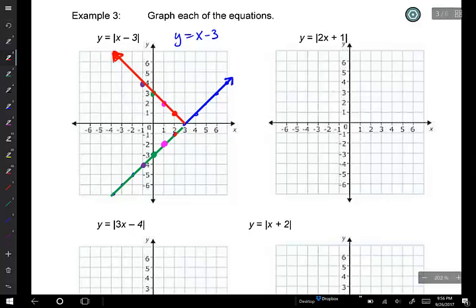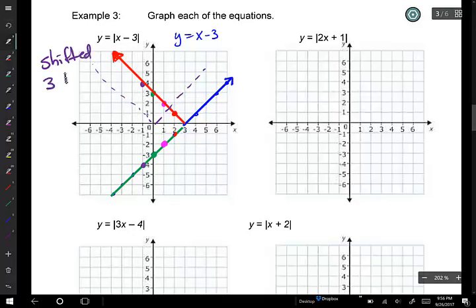Now, something I want you to notice, that this graph is very similar to our original parent graph of an absolute value function. In the parent graph of the absolute value function, notice there is a shift between this purple dotted graph and the red-blue graph, and it shifted 3 units to the right. So I'm just going to write a little note there, shifted 3 right.